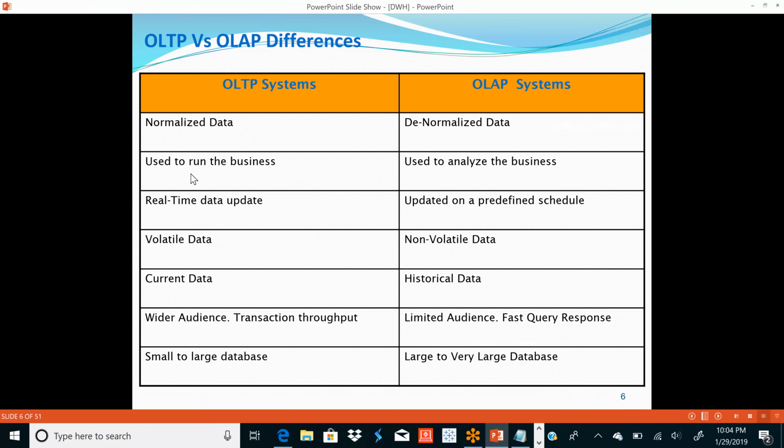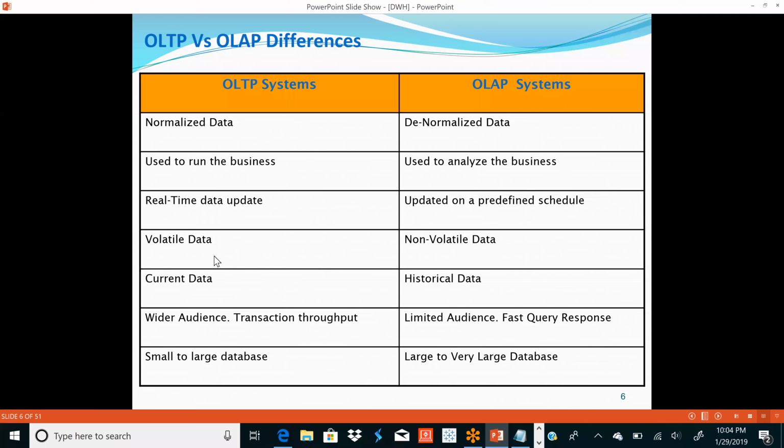OLTP systems are used to run the business, whereas OLAP systems are used to analyze the business. And in case of an OLTP system, it contains real-time data, because it contains transaction data. And here, based on a certain frequency, it loads daily, or in a few applications it loads monthly. So here you don't see the most current data, but again, data will be loaded. Most organizations load data once daily, during the night cycle.